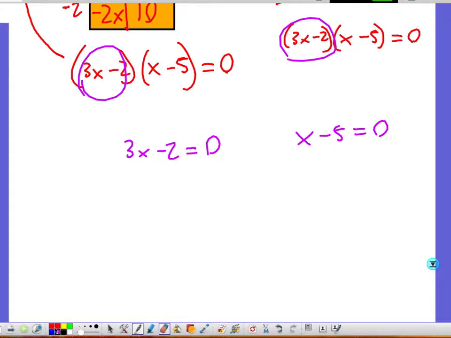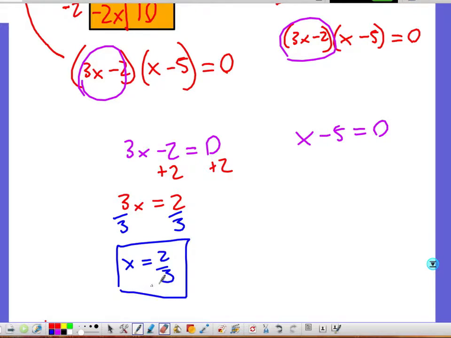And now the next thing we need to do here is just solve for x. Going all the way back to algebra 1, solve for x. So what we do here in the first one is add 2 to both sides. So we get 3x is equal to 2. Divide both sides by 3. And we get that x is equal to 2 over 3. Here's my first solution. The next parentheses, all I have to do is add 5 to both sides. And so what I get is x equals 5. Here's my second solution.